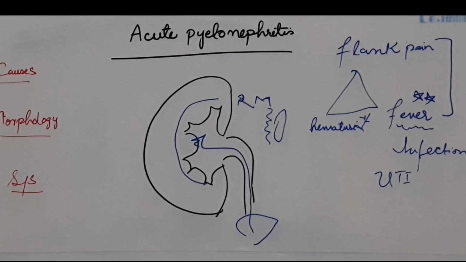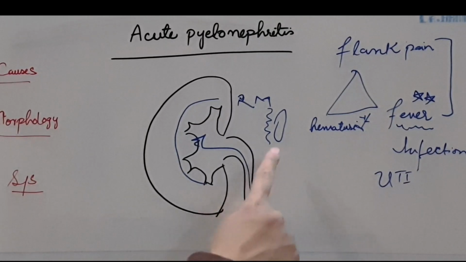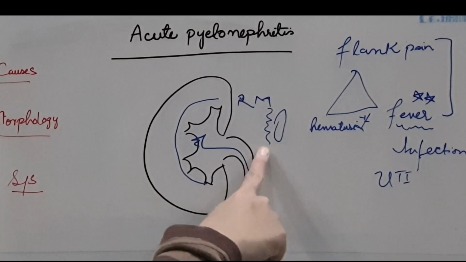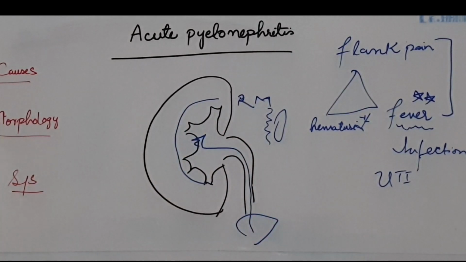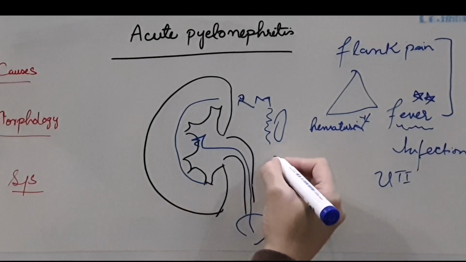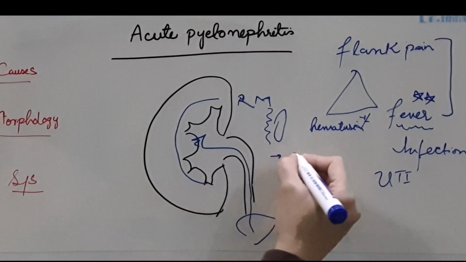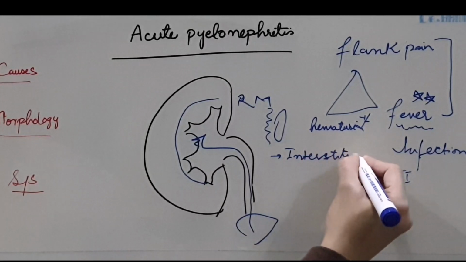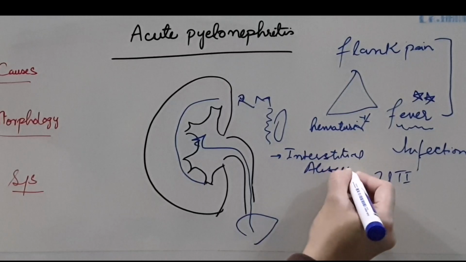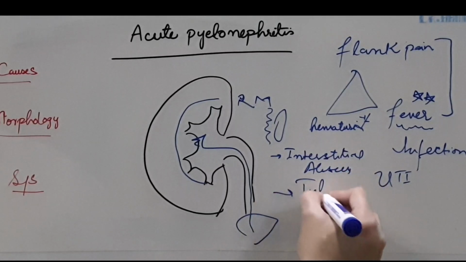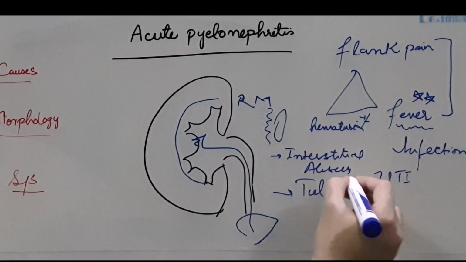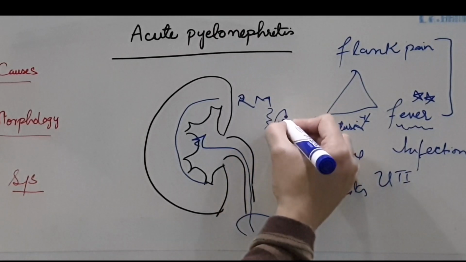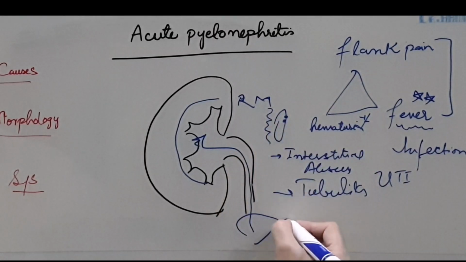So through common sense, now we can guess what the morphology will be. Morphology will be tubular inflammation and interstitial inflammation. It is as simple as that. So in morphology, you will see in the books there are few words such as interstitial abscess, tubulitis. Tubulitis is what basically? It is entry of neutrophils in the tubular epithelium. Tubular neutrophilic abscesses.